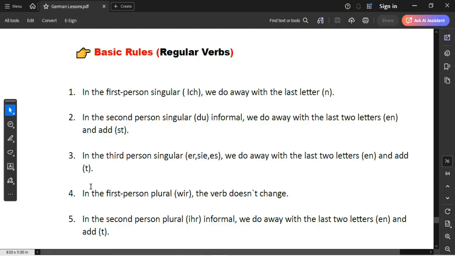Now, rule number 4, in the first person plural, that is wir, which means we, the verb does not change. Here, we don't do away with any letter. The verb still remains the way it is. It doesn't change. It remains static.